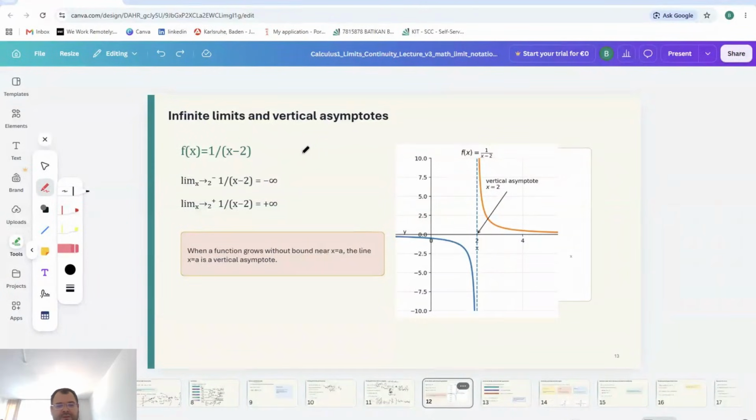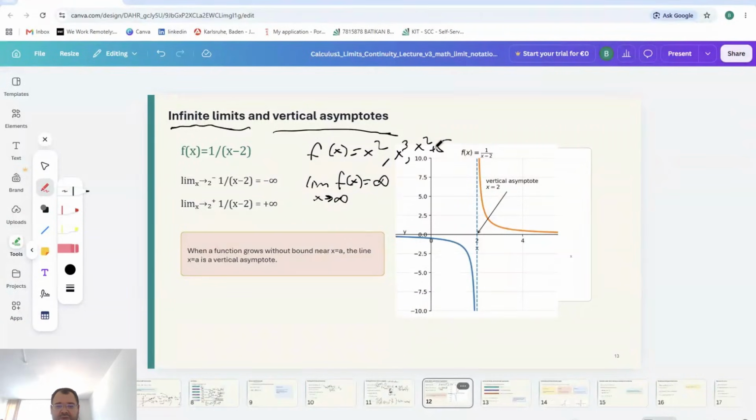First, let's talk about the function f(x) equals x squared, for example. When the limit of x goes to infinity, we know that this function goes to infinity because we have x squared. This function satisfies the infinite limit part, because when x goes to infinity, the function goes to infinity. But it does not satisfy the vertical asymptote part, and neither do x cubed or x squared plus 5, etc. They are all going to infinity when x goes to infinity, but we don't have vertical asymptotes for those kinds of functions. Why?